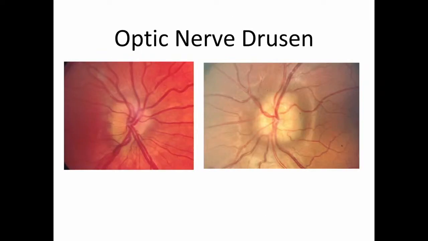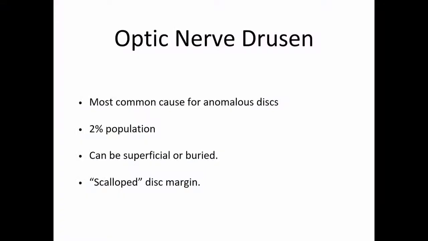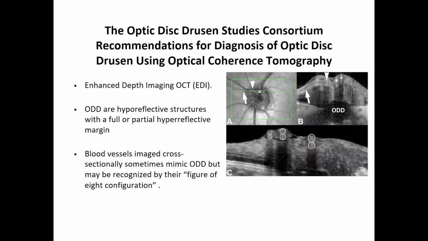What about optic nerve head drusen? This is one of those things that especially residents get confused about. Is this papilledema? Is this not papilledema? How do we differentiate papilledema from pseudopapilledema? How do we diagnose optic nerve drusen? Optic nerve drusen is a very common cause of an anomalous disc. It occurs in about 2% of the population. The drusen can be superficial, or can be buried and not really seen.